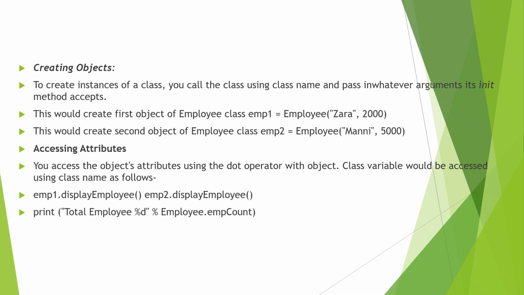So print, you can see the print statement in the last line of the slide. Print "Total Employee %d" % Employee.empCount. So empCount seems to be a class level variable. It is not an individual object attribute. So using Employee.empCount, it accesses and prints the total number of employees created.